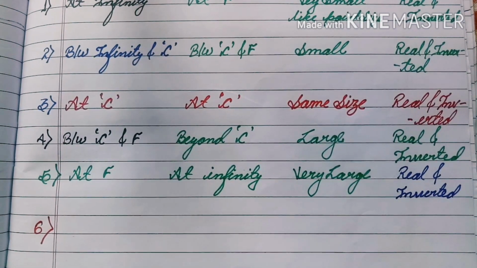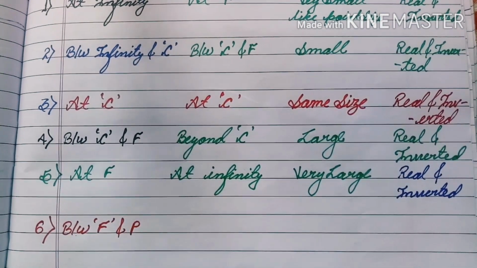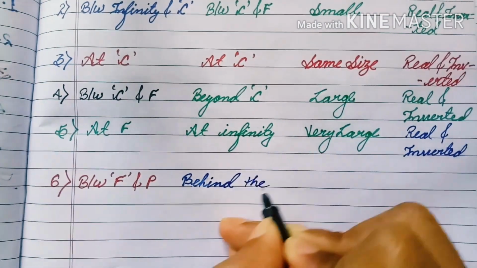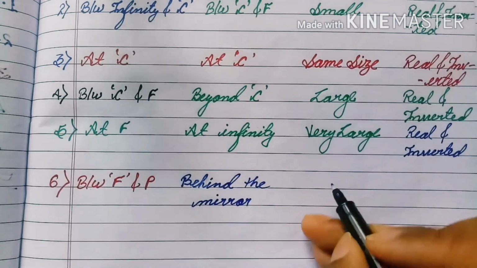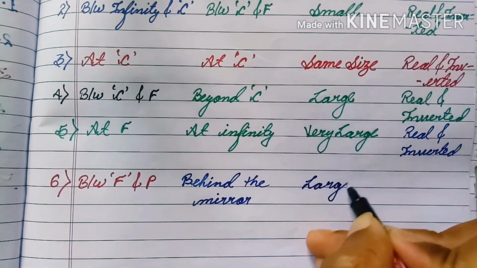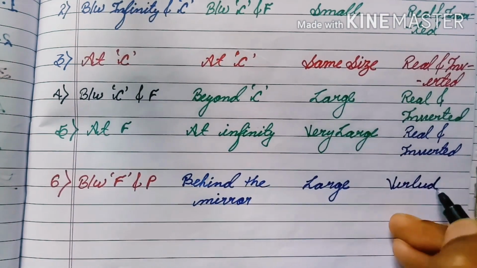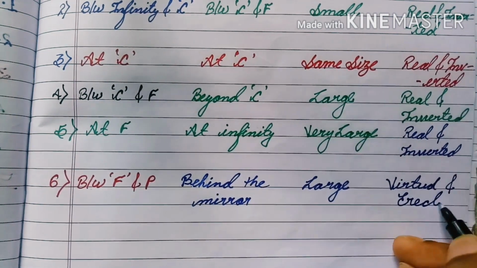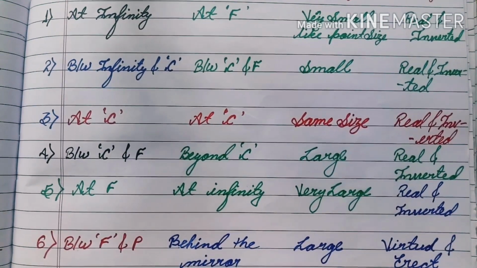Now the last case is, students, when the object is placed between focus and pole. The image is formed behind the mirror, and the size of the image is large. And the nature of the image is virtual and erect. Okay, these are the cases of image formation by a concave mirror.